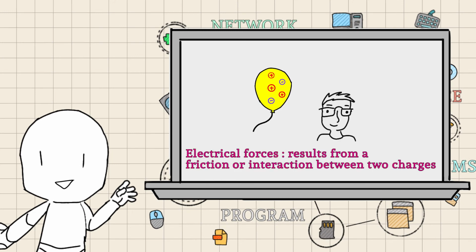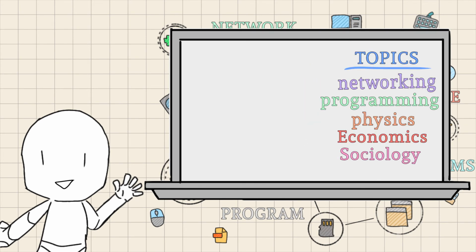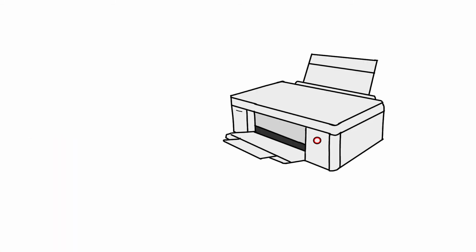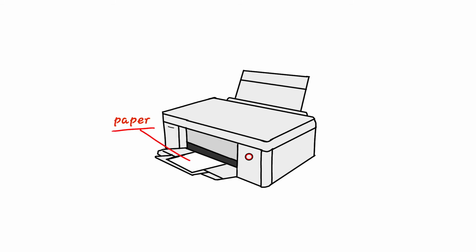Electrical forces result from a friction or interaction between two charges, and in some situations, it can involve 2, 3, or more charges. As an example of how physics can be used in computer science, let's just use an ordinary, boring printer. And you may be questioning, how can a printer, out of all things, relate to physics and computer science? Well, the inkjet printer is a commonly used printer, but I bet you didn't know that it applies electrostatic forces as it prints.